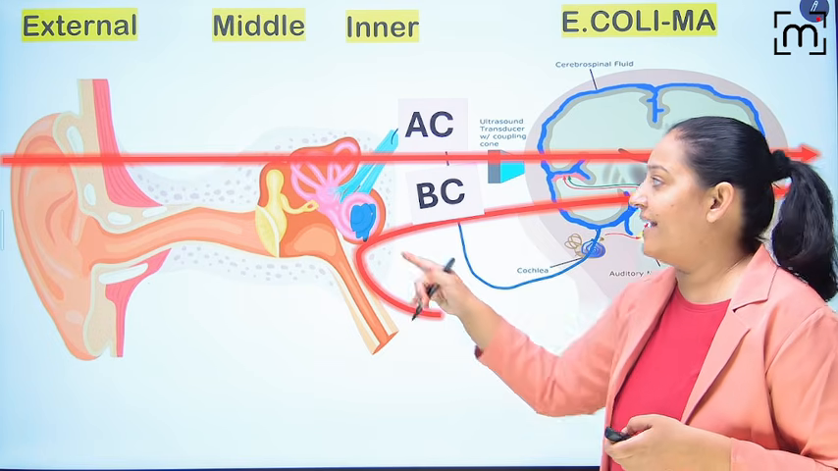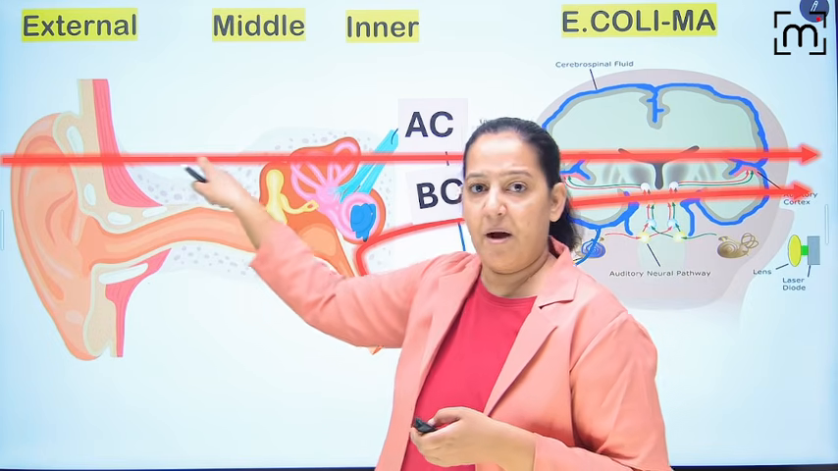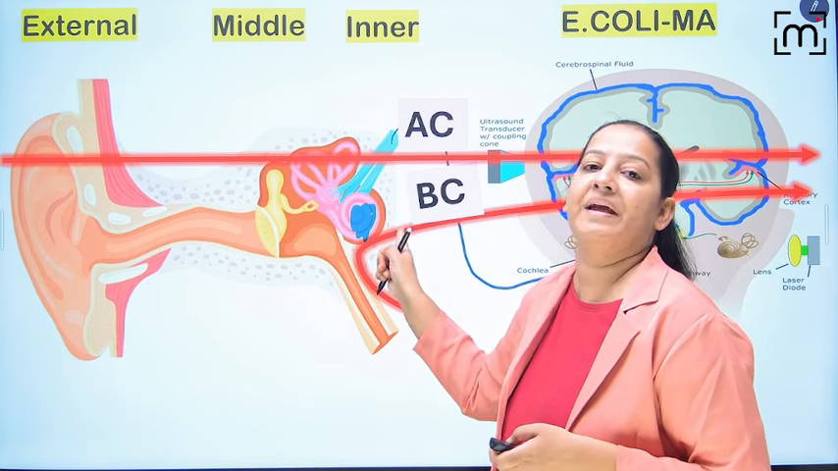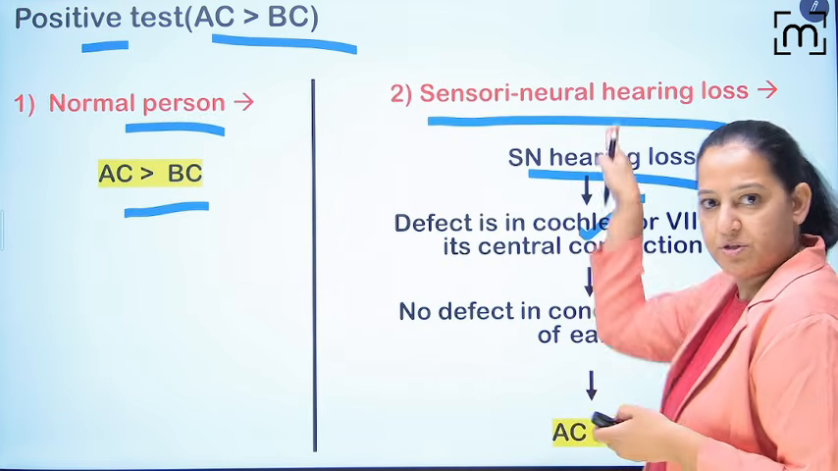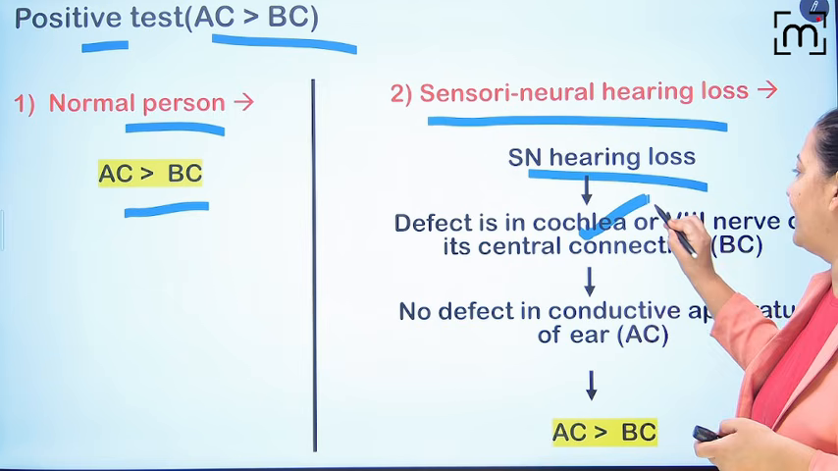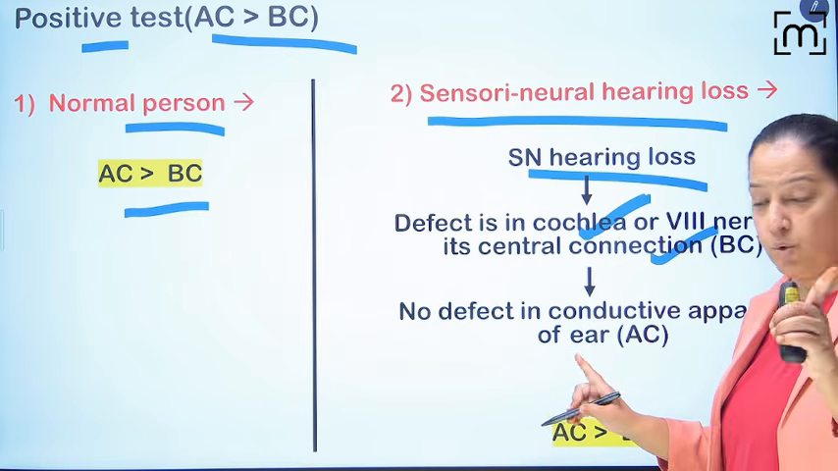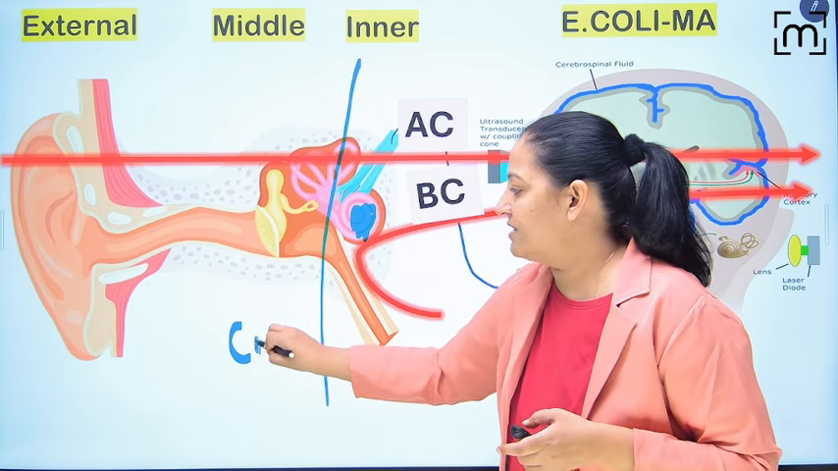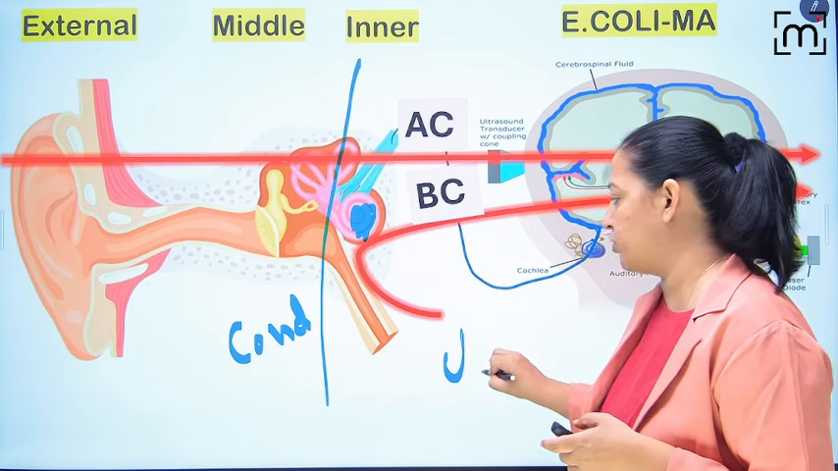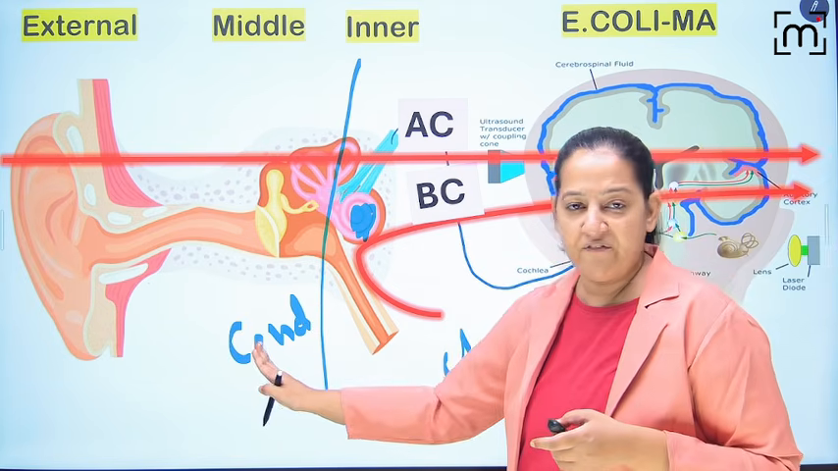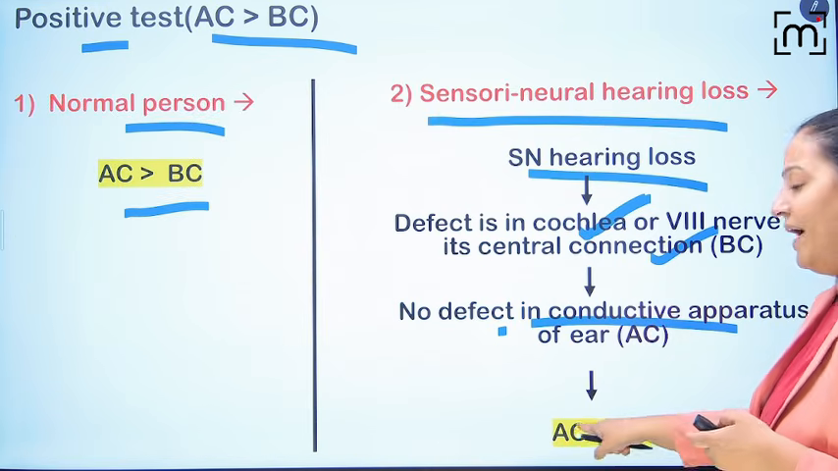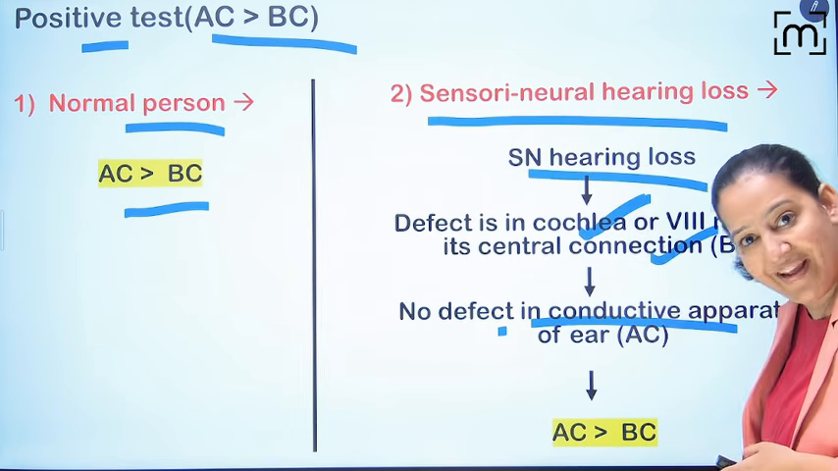In that case, AC will come till here normally. After that, it will dampen. But BC is dampened from the beginning. Again, AC greater than BC. So some defect in the cochlea or in the brain, but there is no effect in the conductive pathway. Till here we have the conductive pathway, and this is the cochlear pathway. There is no defect in the conductive pathway, there is a defect in the cochlear pathway. So again, that's why AC greater than BC. This is how you should explain in the exam.